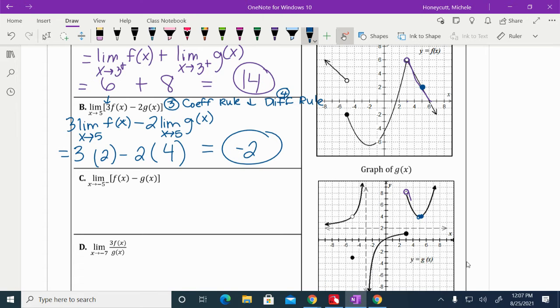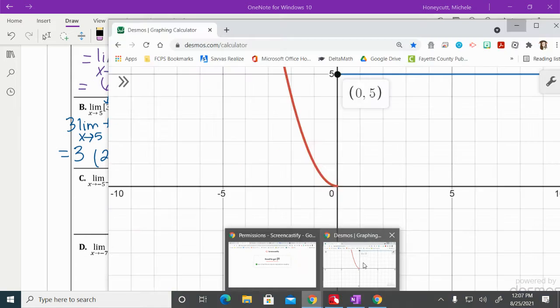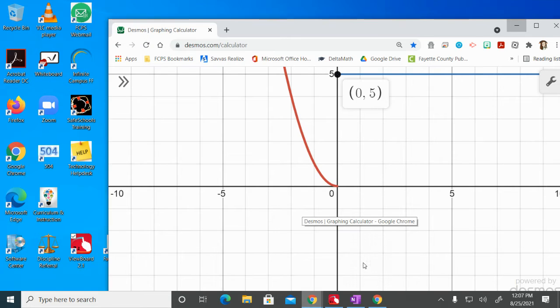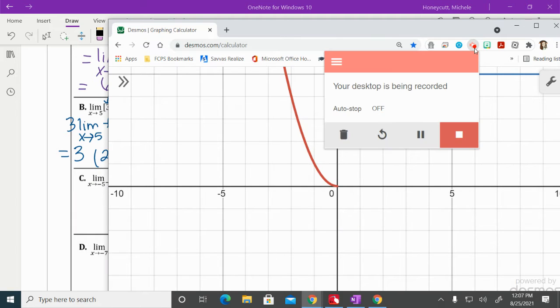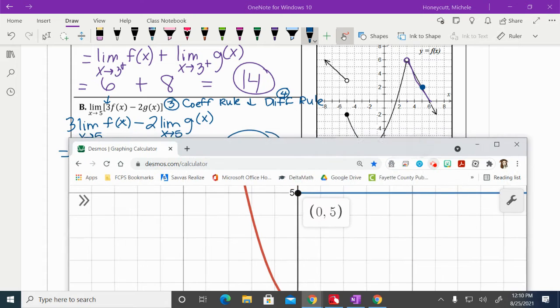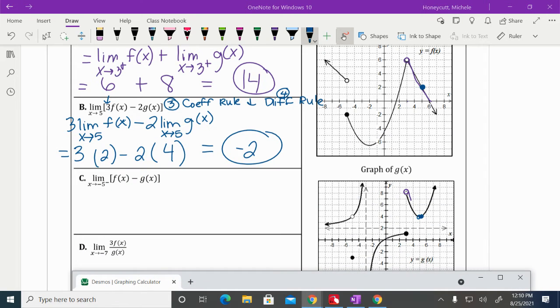You all want to try part C? Try part C. Okay, so I ended up getting negative 1.